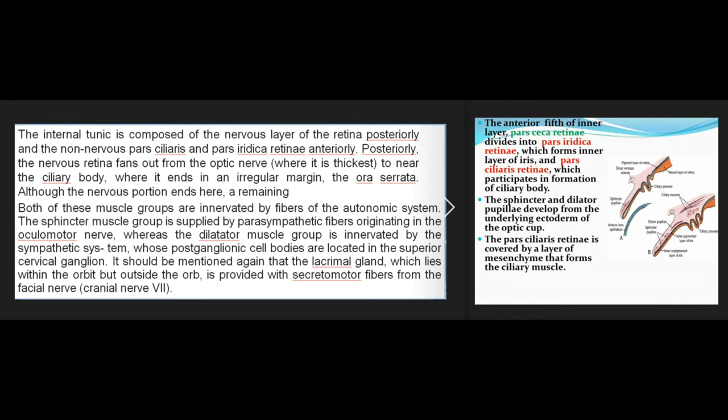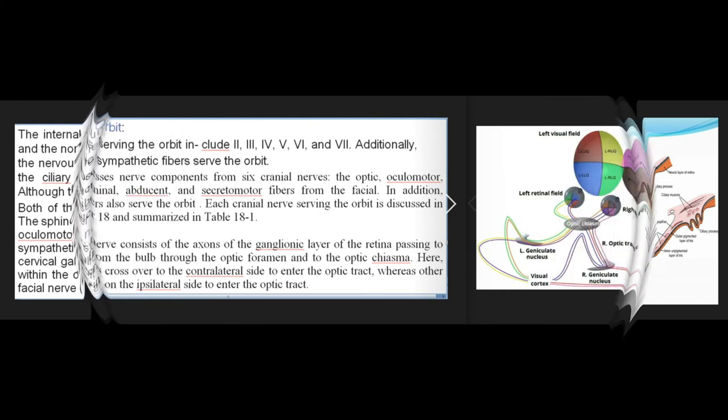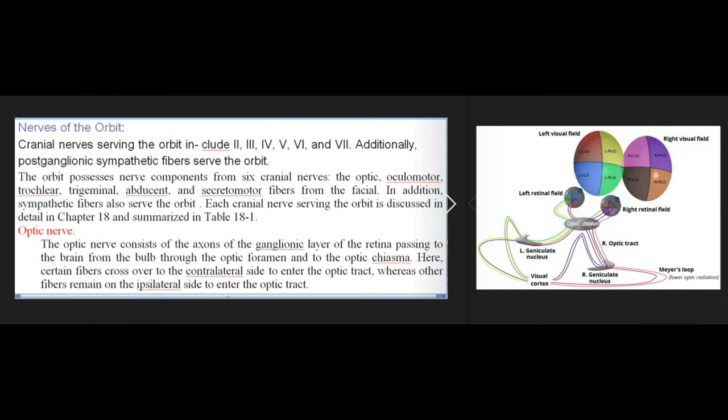It should be mentioned again that the lacrimal gland, which lies within the orbit but outside the orb, is provided with secretomotor fibers from the facial nerve, cranial nerve 7. Nerves of the orbit: cranial nerves serving the orbit include 2, 3, 4, V, 6, and 7. Additionally, postganglionic sympathetic fibers serve the orbit.